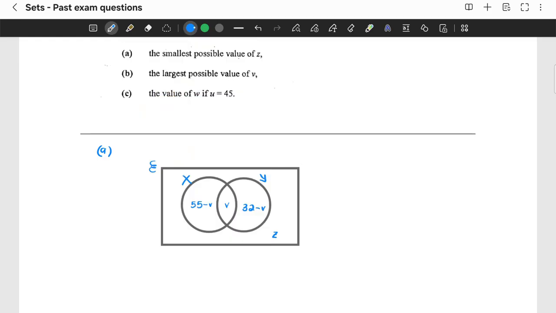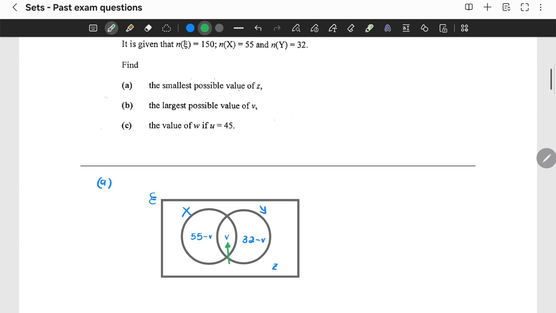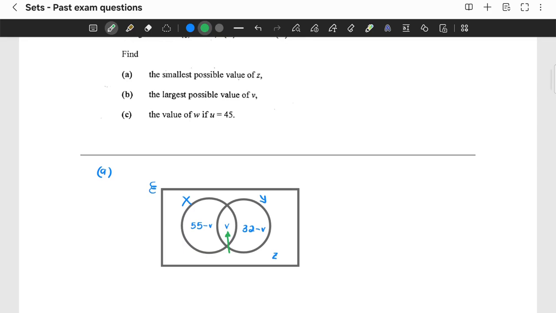To understand the smallest possible value of z, it can be as small if we minimize v. If v is as little as possible, then z can be as small as possible, because v takes away from x and y. Those are the elements that are repeated. If we subtract them from x and y, that means z becomes the universal set minus x and y, which would be a smaller number.